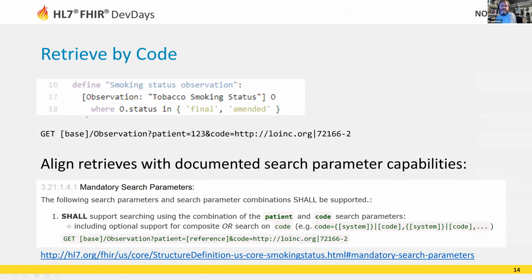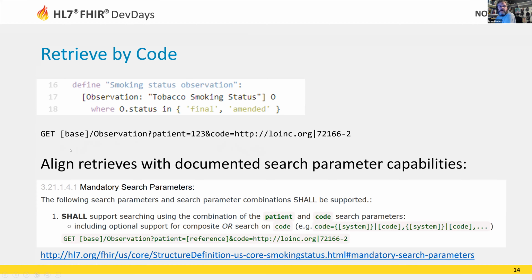So let's dig into that retrieve a little bit more. When you're retrieving by code, specifically against FHIR data, what that will translate to is actually a GET against the observation endpoint. And so for a given patient, that will actually result in a code of that LOINC code for tobacco smoking status, as we declared there.